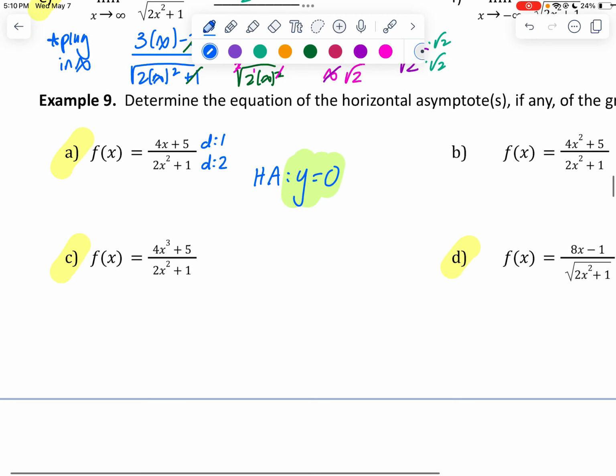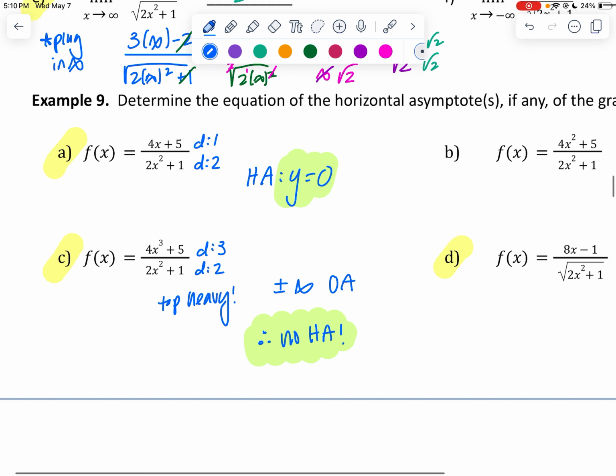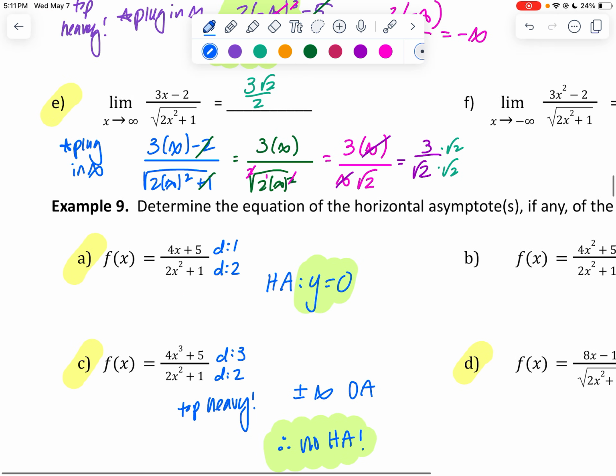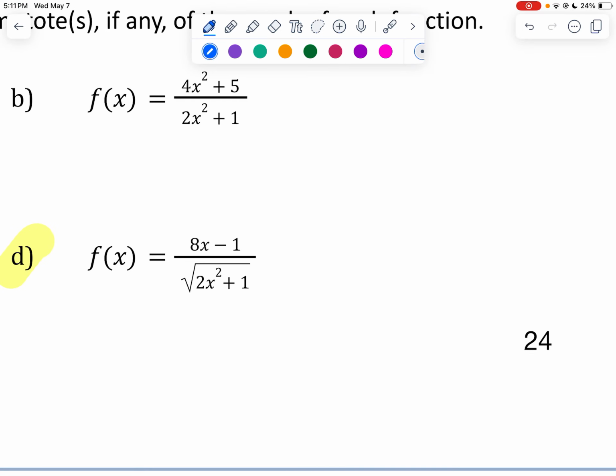Right, part C, I have degree 3 on top, degree 2 on the bottom. Again, we are top heavy. So then I know that it's either going to be plus or minus infinity, because it's an oblique asymptote. So then therefore, there's no horizontal asymptote. Okay, there's one that does not exist for that one. Okay, part D is a very interesting one. It's very similar to like part E. Again, I'm thinking about it in terms of our algebraic skills.